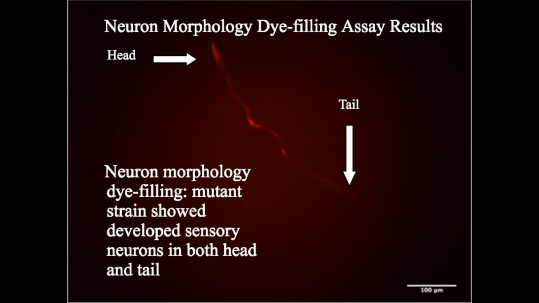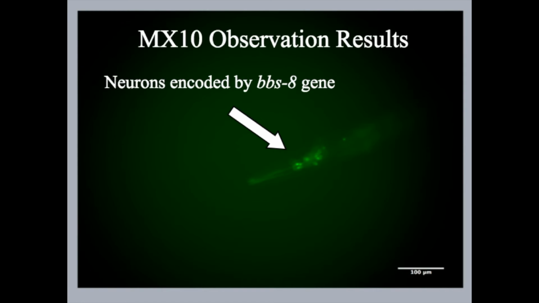Results of the neuron morphology dye-filling assay indicated that in wild-type worms, a majority showed fully developed sensory neurons in either the head or tail region, but not both. However, in the mutant MX52 strain, a majority of the sample showed developed sensory neurons in both the head and tail. Observing the MX10 strain under a fluorescent microscope allowed the visualization of neurons in C. elegans that the BBS8 gene is genetically responsible for developing.